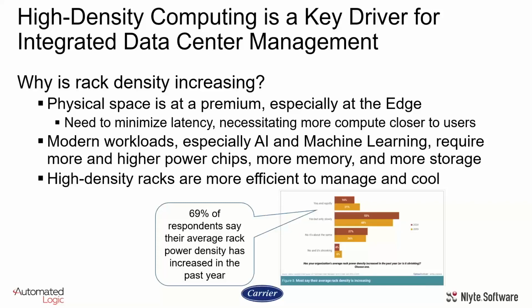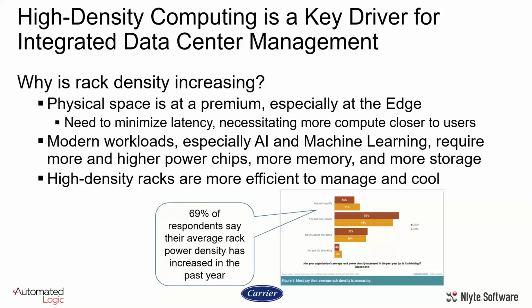Well, physical space is at a premium, especially at the edge. Content providers need to minimize latency, so they have to put more computing power closer to their end users. Another example is co-location facilities. Lots of customers are leveraging co-location facilities today, and they need to pack as much computing power into their subscribed space as possible. And so that's another driver.